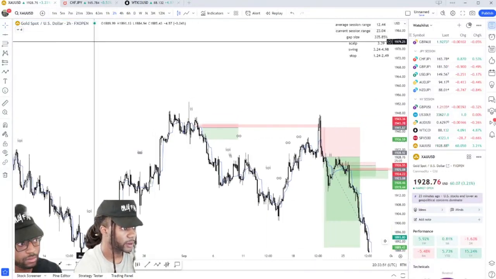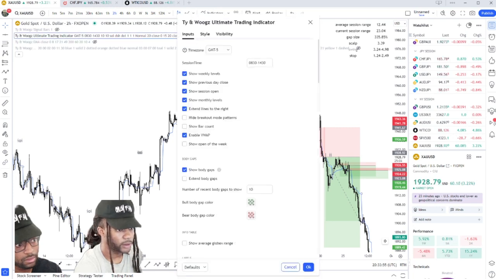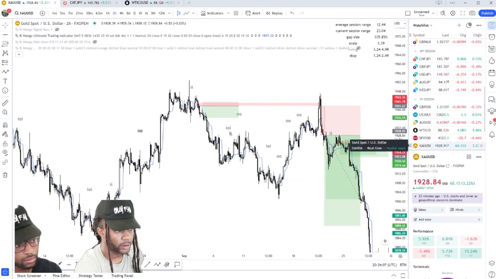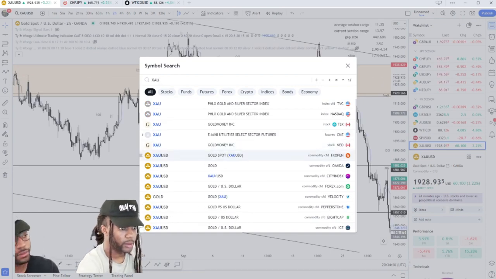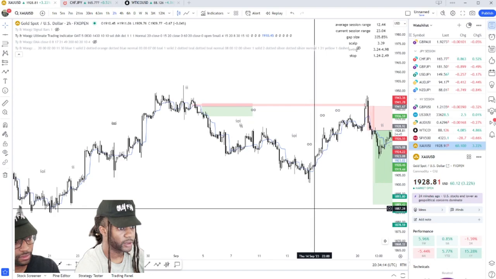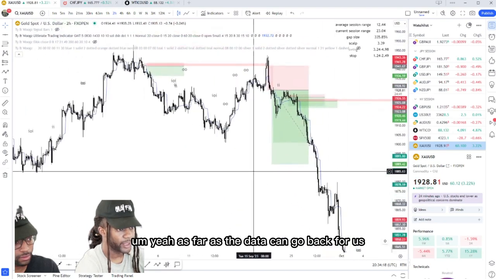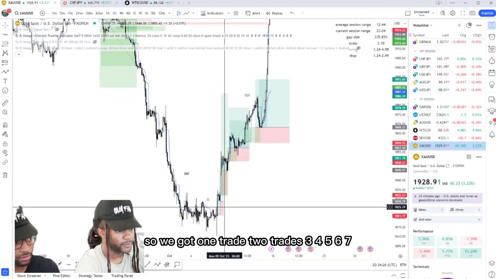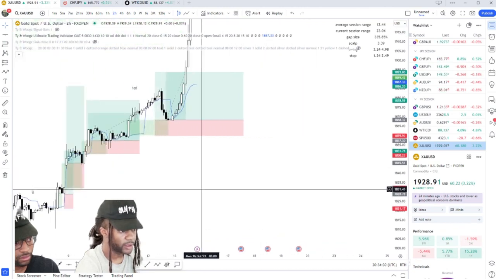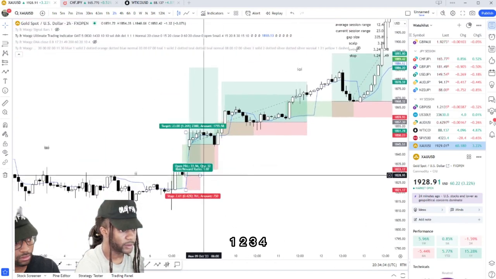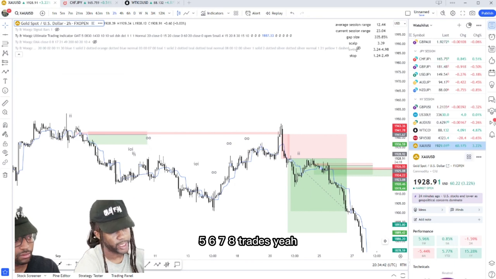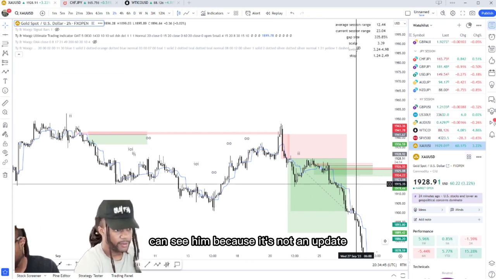Let me, here, settings. Just put some more boxes out. I have to reload it. I have to probably reload the chart. Yeah, that's as far as the data can go back for us. So we got 1 trade, 2 trades, 3, 4, 5, 6, 7. Can't really see. 1, 2, 3, 4, 5, 6, 7, 8 trades. It hit 8 out of 8 trades, but we didn't get to take the last 2. We couldn't see them because it's not gonna update.